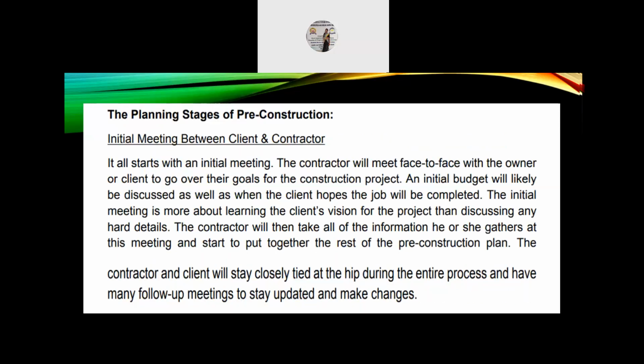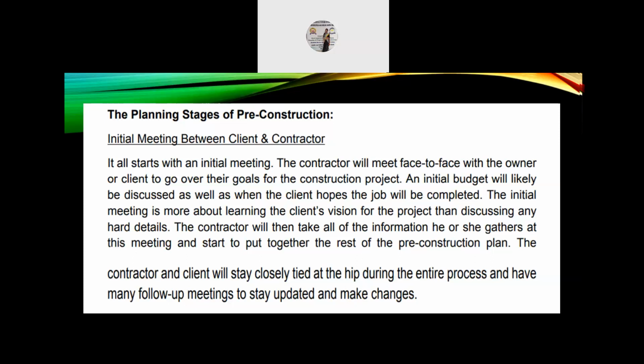So the planning stages of pre-construction, the first one is the initial meeting between the client and the contractor. So it all starts with an initial meeting. The contractor will meet face to face with the owner or the client to go over their goals for the construction project. An initial budget will likely be discussed as well, and when the client hopes that the job will be completed. So the initial meeting is more about learning the client's vision for the project than discussing any hard details.